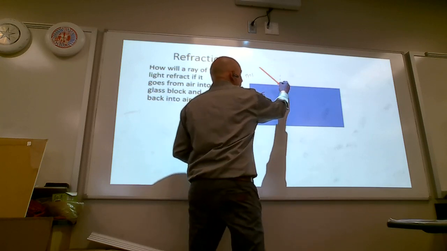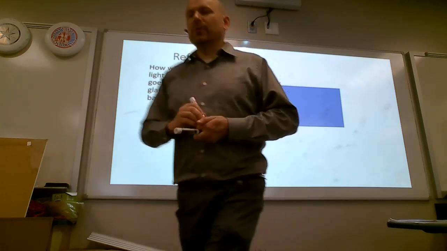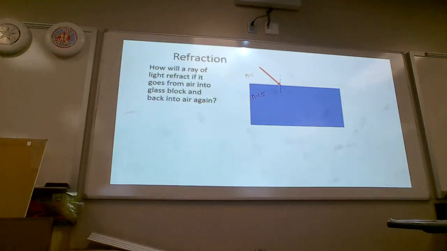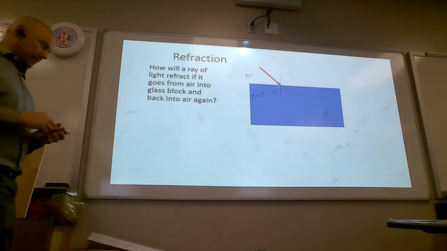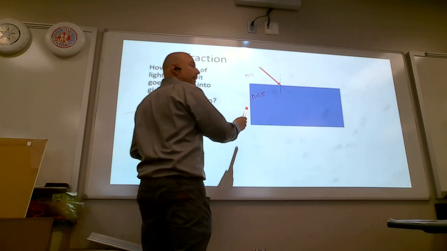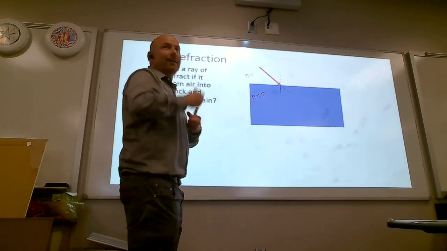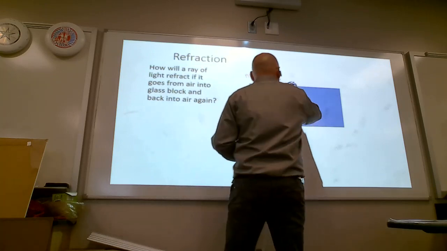Is it going to bend? Just think, don't say it out loud. Away or towards the normal line? Thumbs up when you have something in your brain. Tell your neighbor. Going from a low to a high, going from fast to slow, it's going to bend towards the normal line.